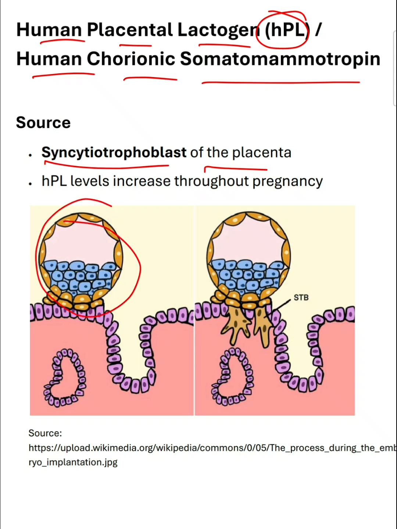So here I am showing a blastocyst implanting into the endometrium. This is the endometrial lining, and this blastocyst, the outside, this is trophoblast, and this is the inner cell mass. Now the trophoblast develops into the inner cytotrophoblast and the outer syncytial trophoblast. So that is where this human placental lactogen is secreted from. And as the pregnancy proceeds, the level of human placental lactogen also increases.